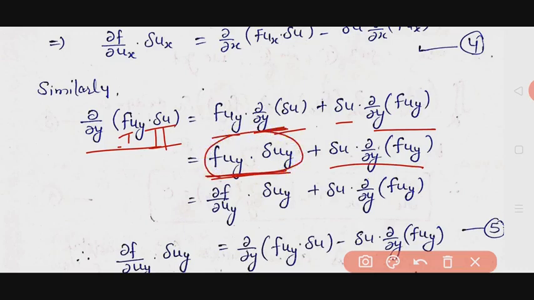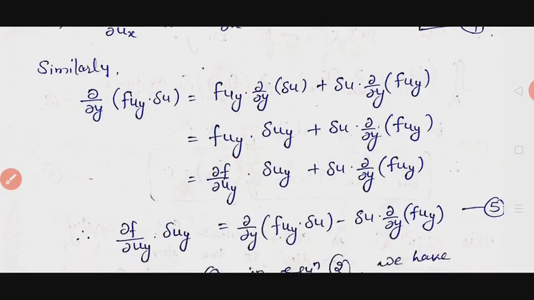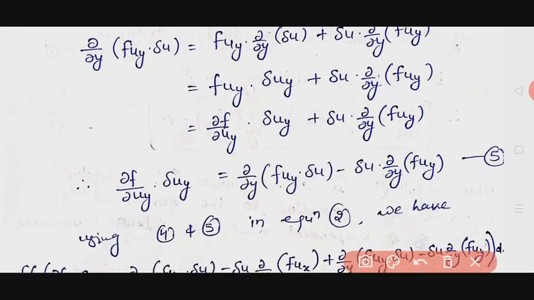अगर हमें इस value को find out करना है, so transfer this value to the left hand side. So you will get that f of uy, or you can say that curl f by curl of uy into delta uy, will be equal to curl by curl y of f uy into delta u minus delta u into curl by curl y of f of uy. Okay, so that means both the values I got.